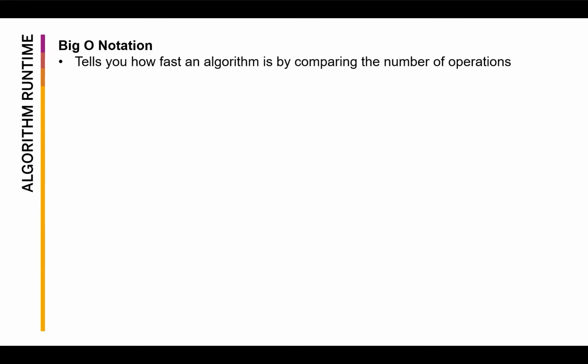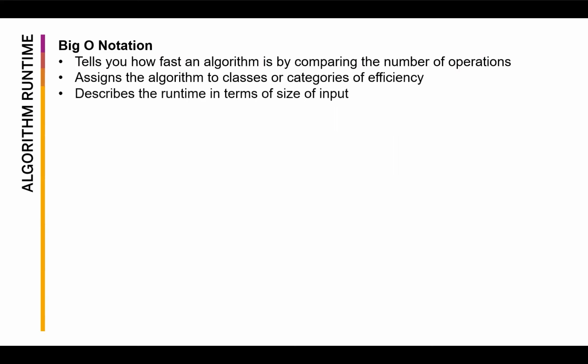Okay, so we are counting the number of operations, and based on that, we can say this algorithm will run faster than the other algorithm. What the big O basically does is assign that function, the T of n, into a class or category of efficiencies. And overall, we can describe the runtime in terms of the size of the input.